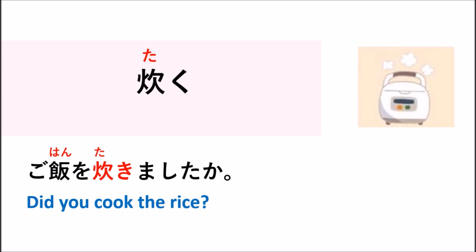Gohan o takimashita ka? Which means did you cook the rice? Gohan means rice, and takimashita ka is from taku. But here it is the past tense, so we say takimashita ka, in the question form. So if you already cooked, you can say hai, gohan o takimashita.